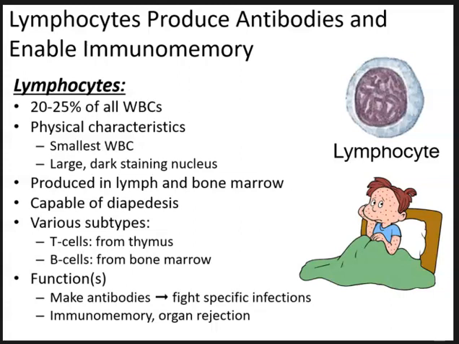Lymphocytes are responsible for organ rejection, as with transplant of organs. So if we have a transplant of organs from a donor, we want to make sure that the donor is as closely matched to the recipient as possible, because if not, lymphocytes can attack that organ from the donor. And this increases organ rejection within the recipient.